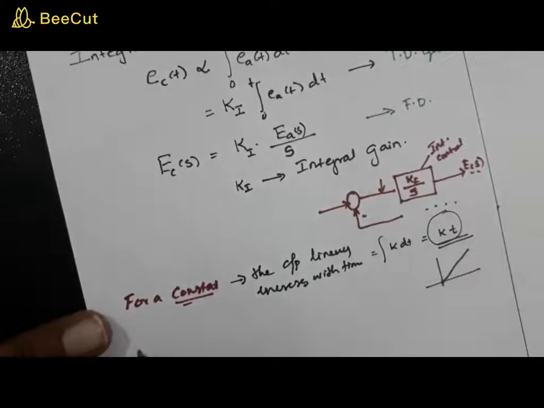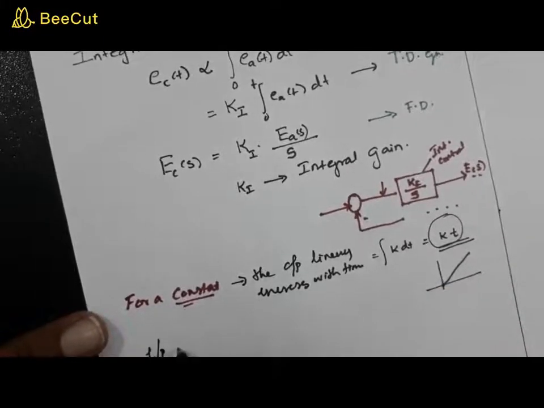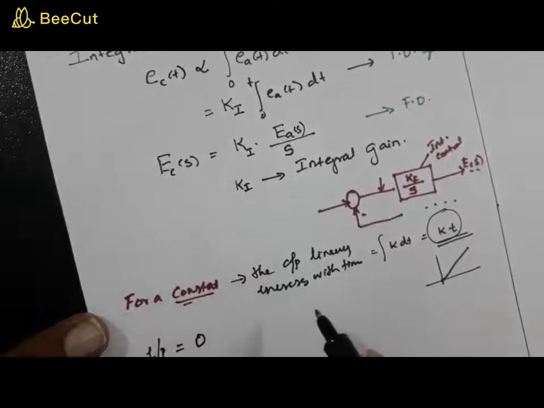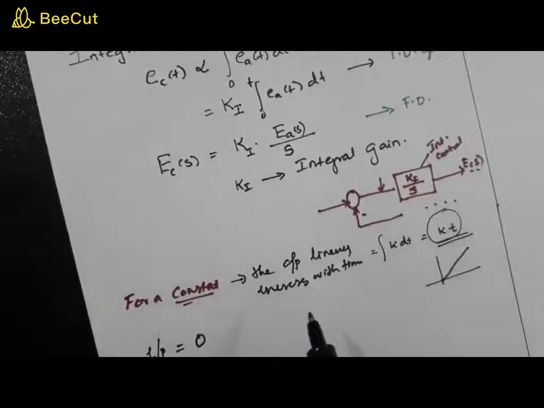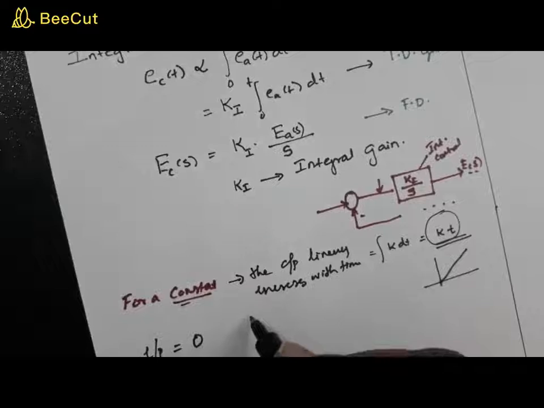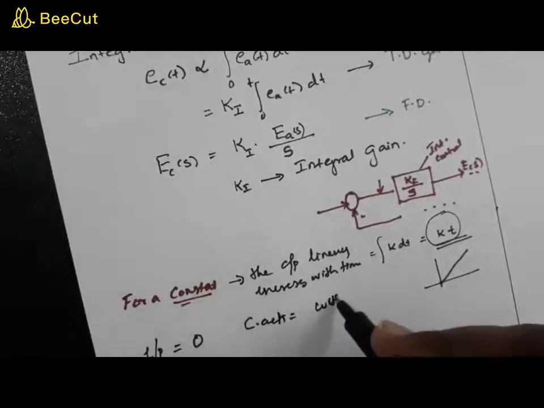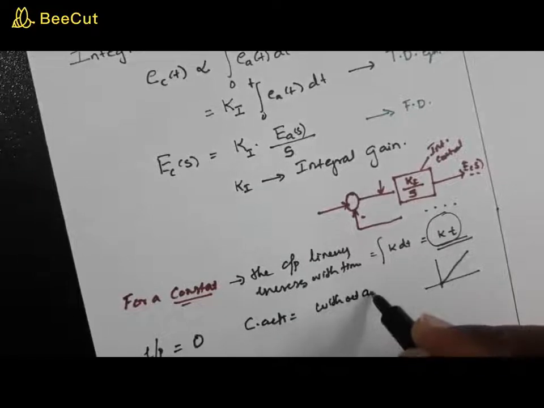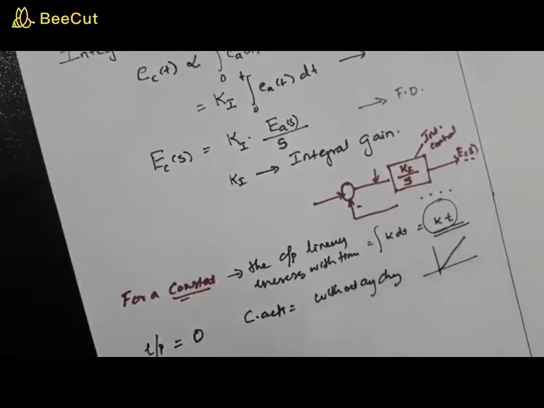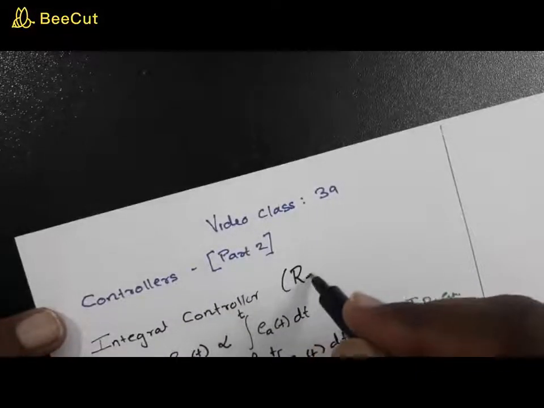Now what happens if the input is 0? If the error signal is 0, then the integral action is 0. For a 0 actuating signal, the control signal remains stationary, or without any change. So the control action will be without any change.